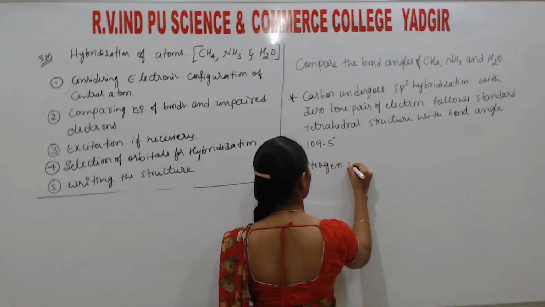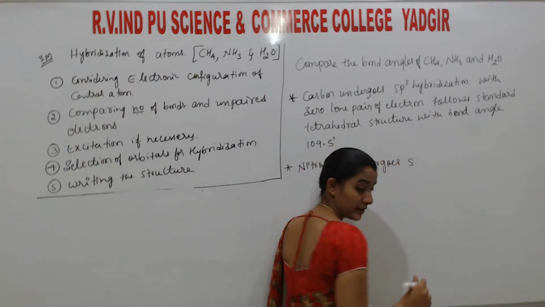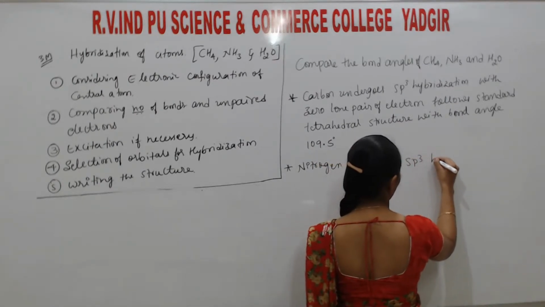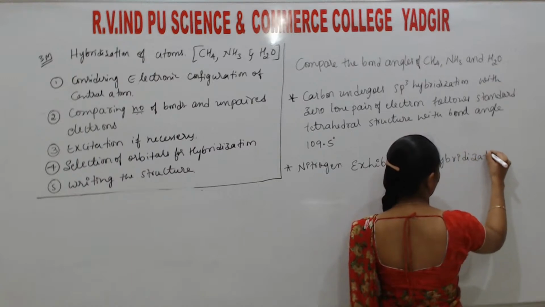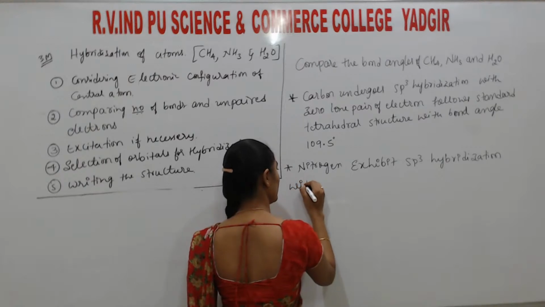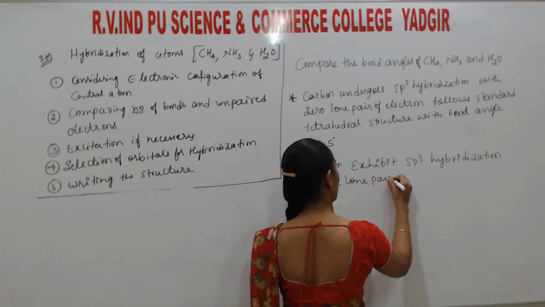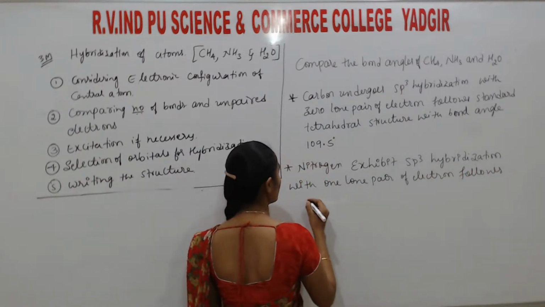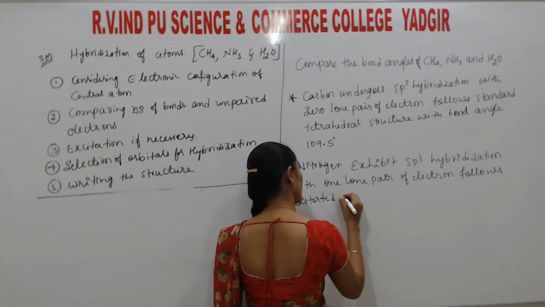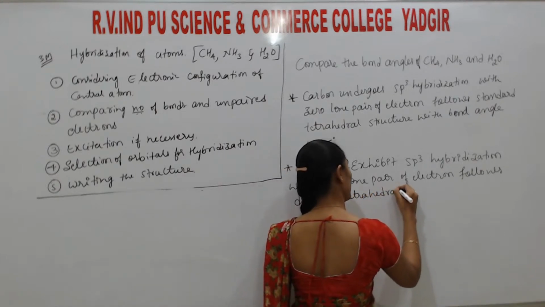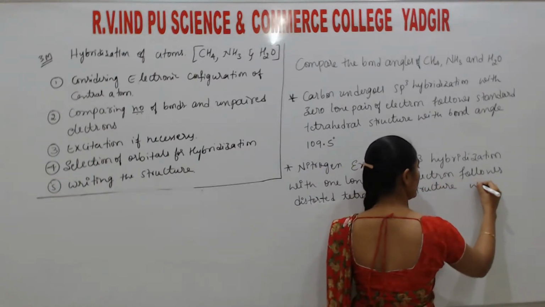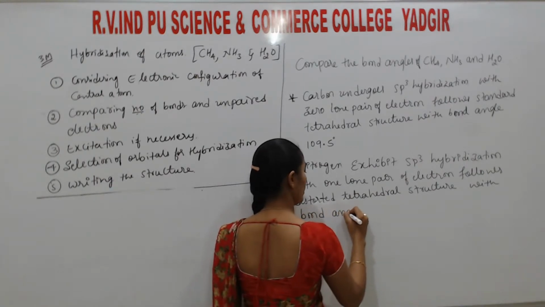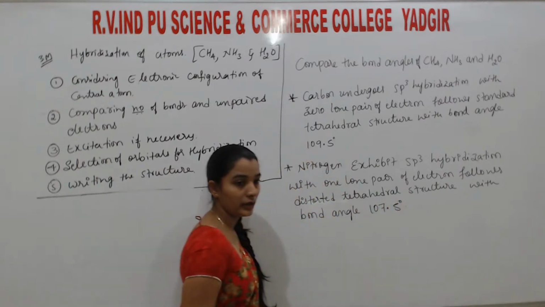Next, second one: nitrogen undergoes sp3 hybridization with one lone pair of electrons and follows a distorted tetrahedral structure with bond angle 107.5 degrees.